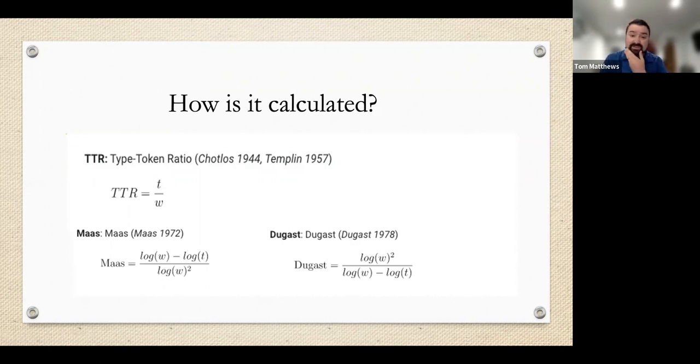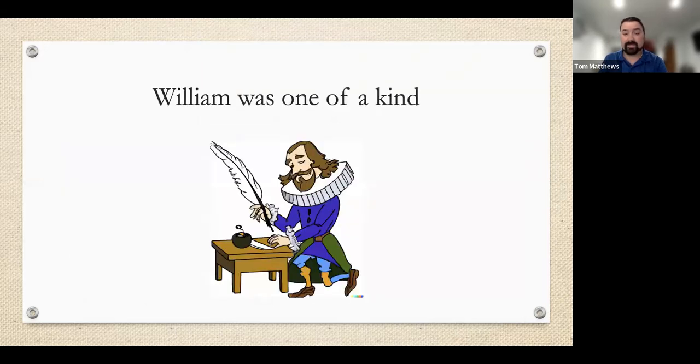And with the HDD and the vocD, what was really interesting about those is they took random samples within the text and compared it to the probability of the score depending on the number of samples. So each metric got more and more complicated and more refined. So it was really interesting. But the big takeaway from the lexical diversity analysis is that William Shakespeare was really one of a kind when it came to his poetic prowess.